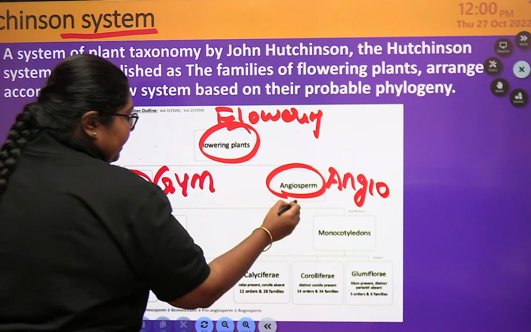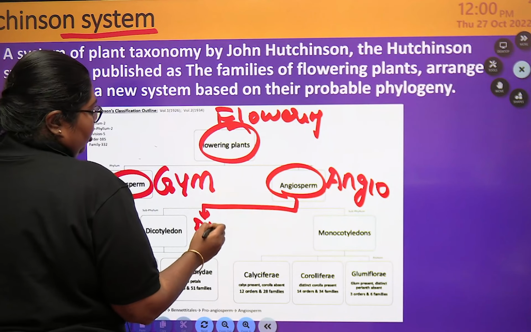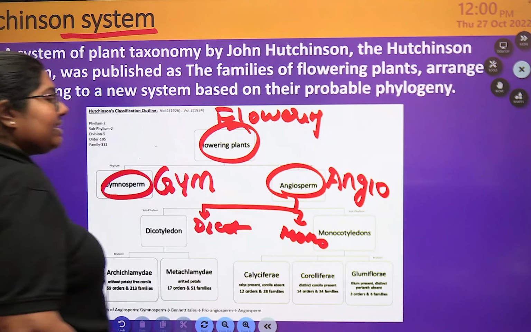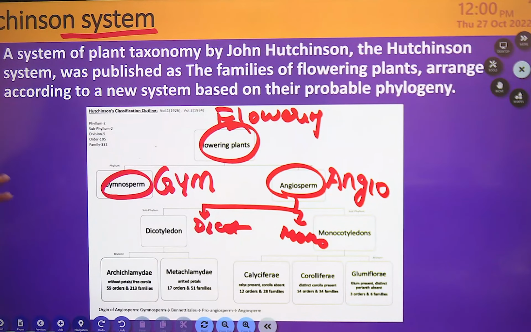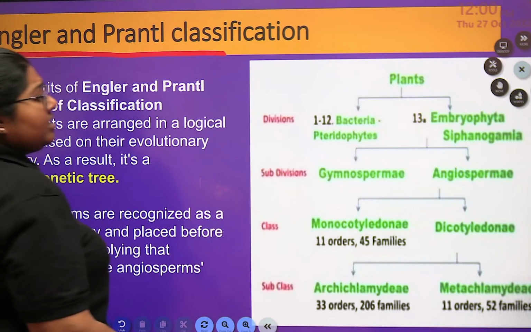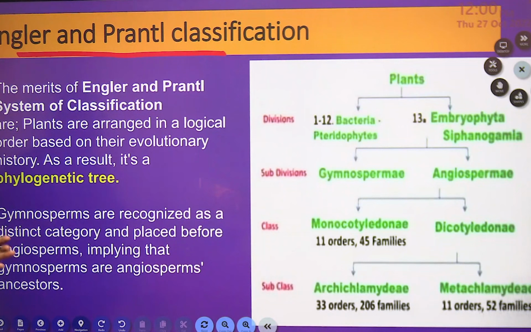From this angiosperm, he got the dicotyledon and monocotyledon. Monocot and dicot are obtained from this angiosperm, and then all the other categories came. So Hutchinson is obviously going to be phylogenetic based. The next one is the Engler and Prantl classification. This is also like division, subdivision, class, subclass. So this also comes under a phylogenetic tree.